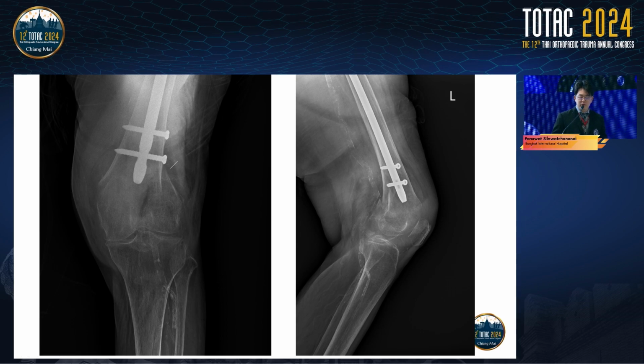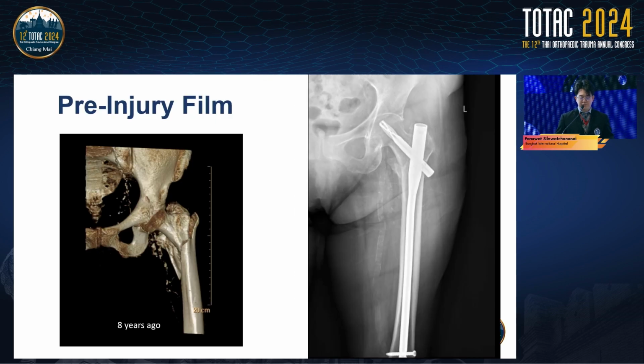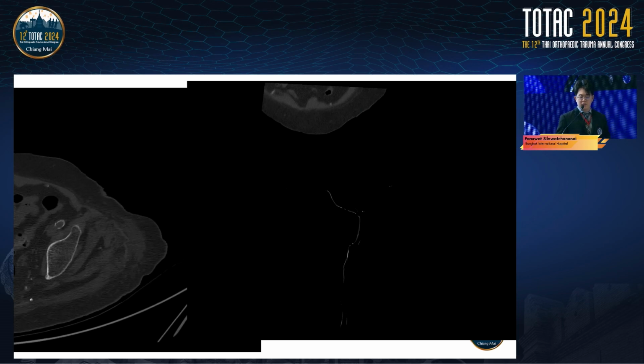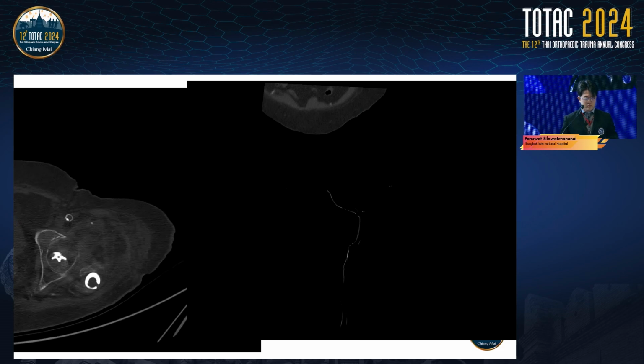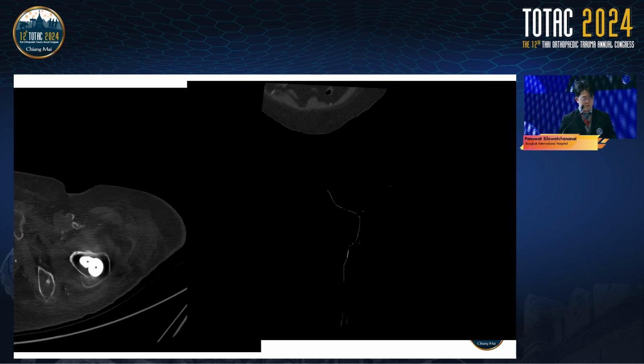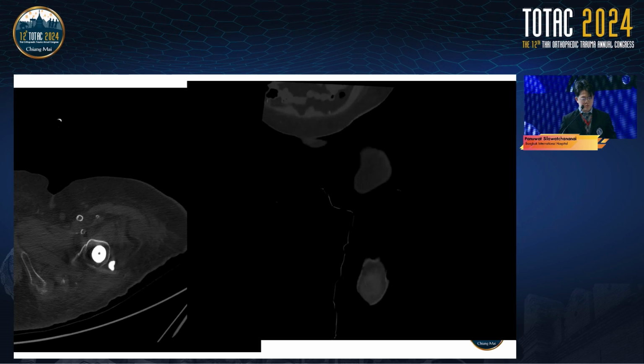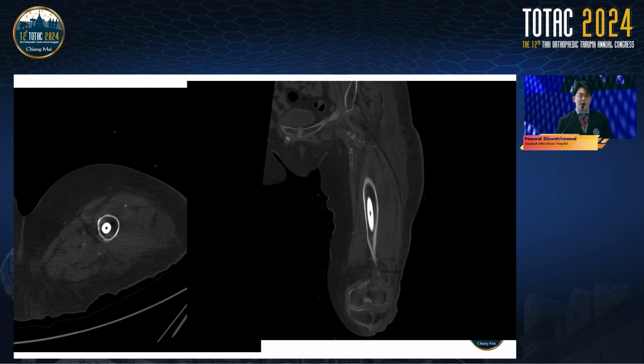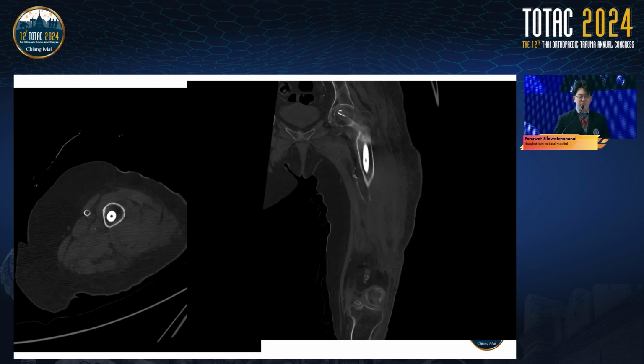The X-ray reveals a distal femoral fracture around the tip of the PFNA. In the pre-injury film, the fracture was managed with PFNA, a common standard choice for this injury 8 years ago. She was doing well after the operation. Okay, I will show the CTs for assessing the fracture. We scan along the whole femur to assess that there is no fracture around the old implant.